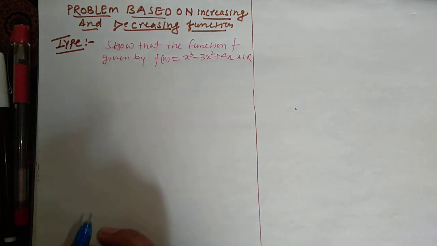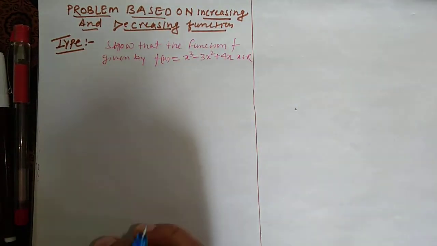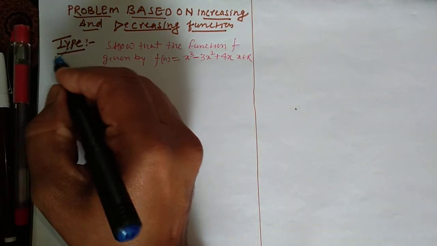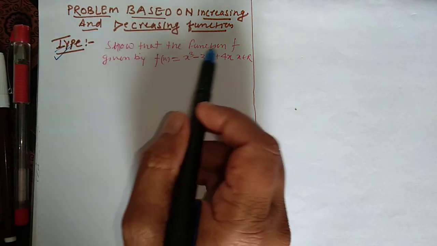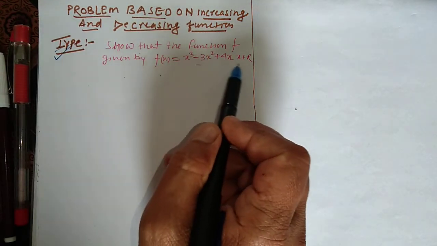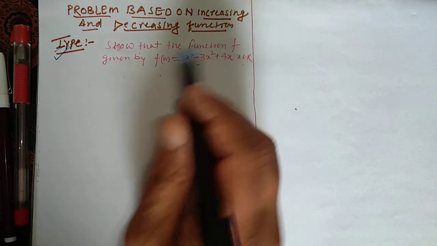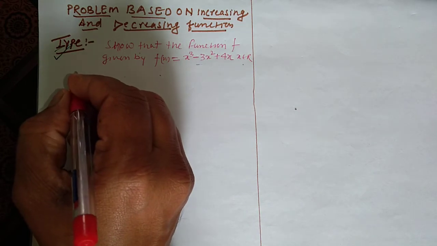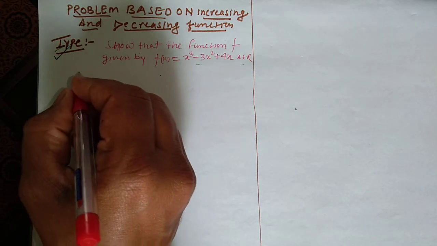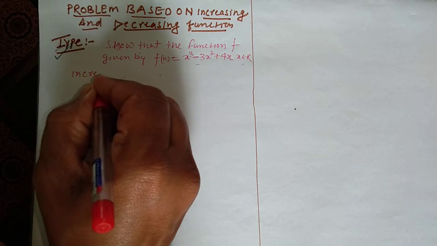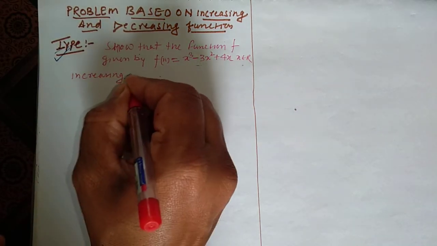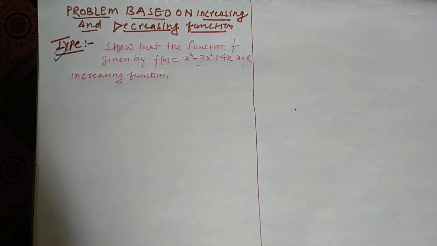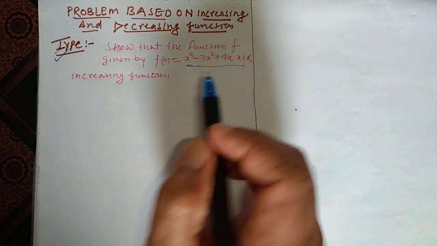Students, now in this session we will discuss the problem related to increasing and decreasing functions, and the type 1 problem is: show that the function f given by the expression is an increasing function or a decreasing function. So we have to show the function is an increasing function.